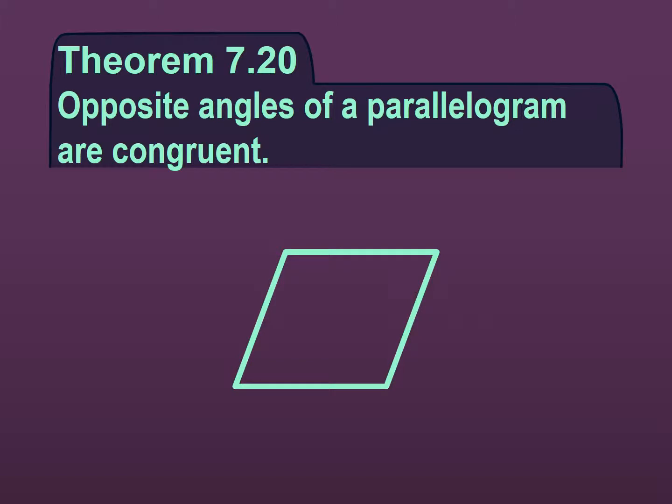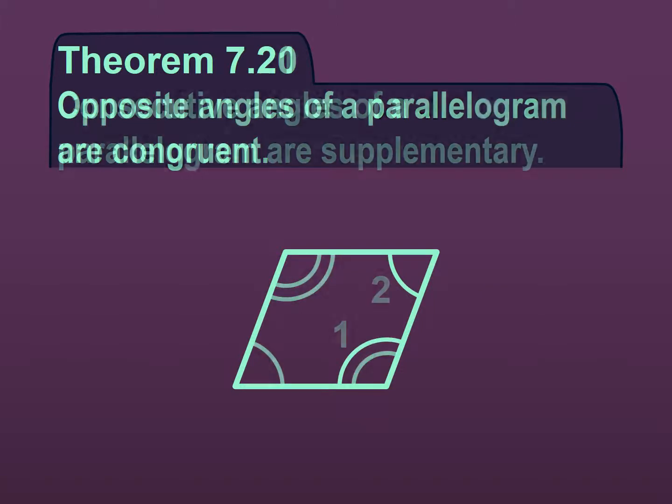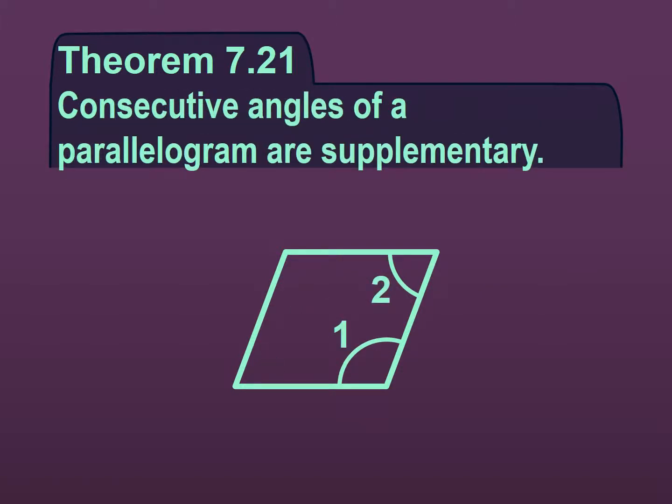Our next theorem says that opposite angles of a parallelogram are congruent. And then consecutive angles are supplementary. Consecutive means that they share a segment, right? They're with the same segment. And to say that they're supplementary means that they add up to 180 degrees. So angle 1 and angle 2 here would have to add up to 180. That's what supplementary means.